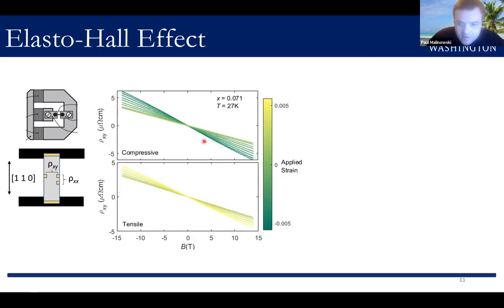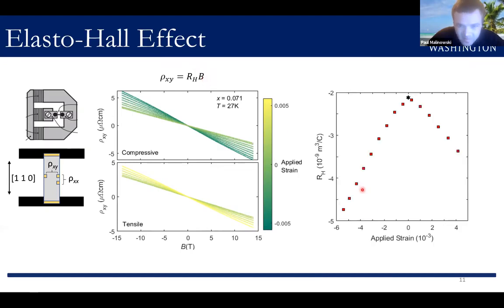And furthermore, the response is fairly linear, allowing us to extract the Hall coefficient, which I'm now plotting here as a function of strain. And what you can see is that the behavior is dominated by a nonlinear response, with both positive and negative strain increasing the magnitude of RH, making it more negative. And strikingly, this effect is quite large. So with 0.5% of strain, we see over 100% change in RH.